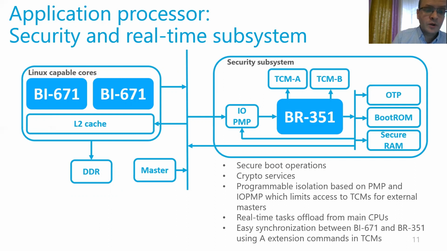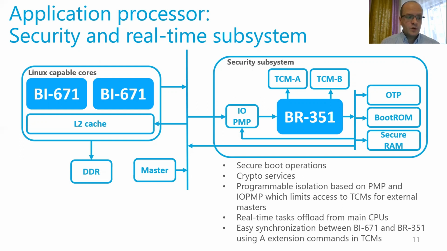Security is one of the main concerns for industrial IT especially. And one of the architecture decisions was to build a dedicated security subsystem based on our BR351 core. This subsystem takes care of the secure boot process, running the trusted execution environment, and providing crypto services to the Linux world. Access from the Linux domain is limited by the IO physical memory protection block, which is fully managed by the BR351 core. So the trusted execution environment can control isolation of external world access via IO PMP and its own PMP of the BR core.